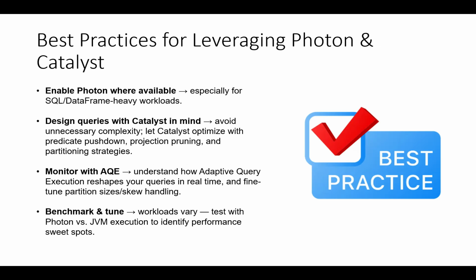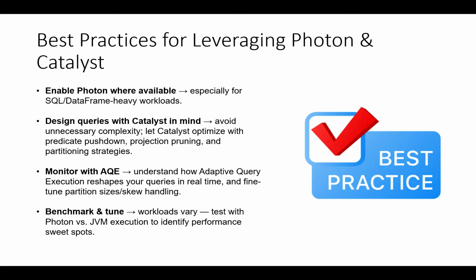But when we have all these advantages, there are still some best practices that we should keep in mind. First of all, we have to enable Photon where it is available. Whenever we know it is a data frame heavy job, a SQL heavy job, we should enable Photon. We should design queries with Catalyst in mind. We should not introduce unnecessary complexity. See, it's a shared responsibility.